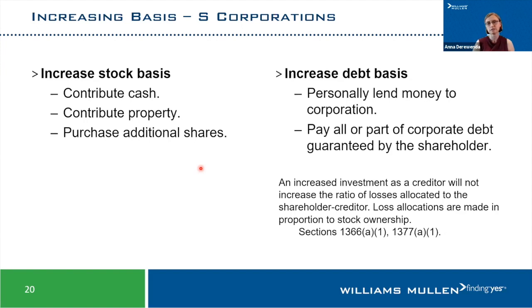And on the debt basis, you're looking at either personally lending money to the corporation, or maybe paying all or a part of some of the S Corp's debt that's guaranteed by that shareholder. So these rules, and again, there are a whole bunch of different variations on this, as far as where you're getting the money from, and the interactions between the taxpayer and the S corporation. And these issues have been around for a long time.